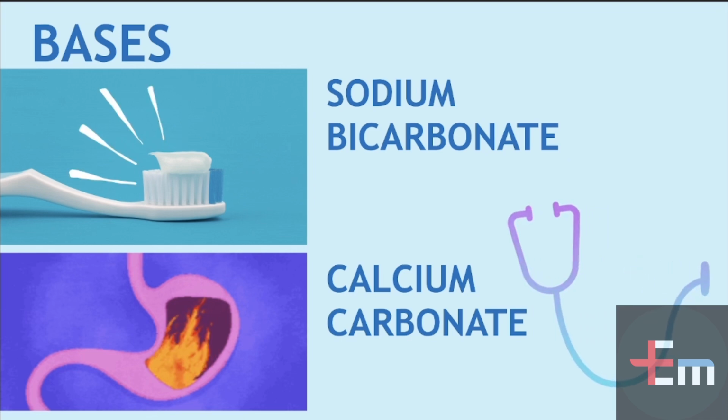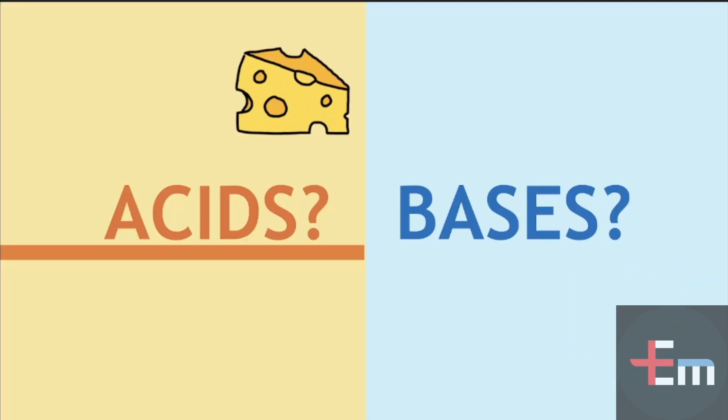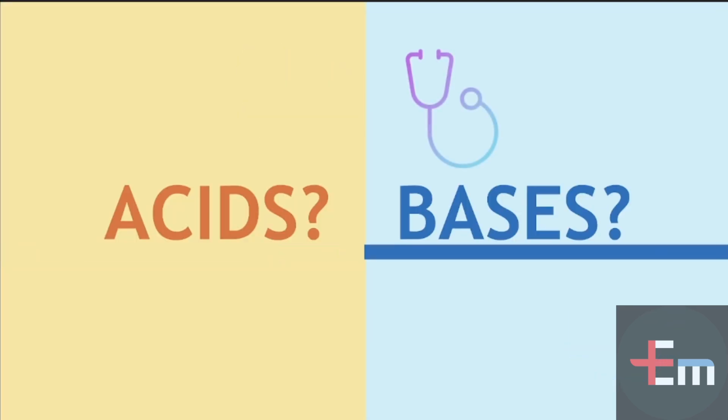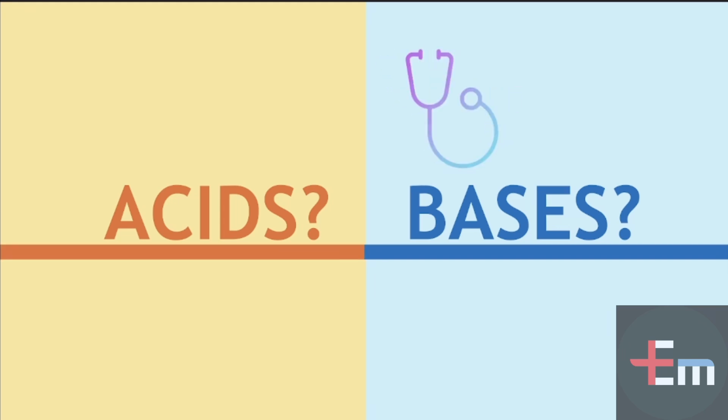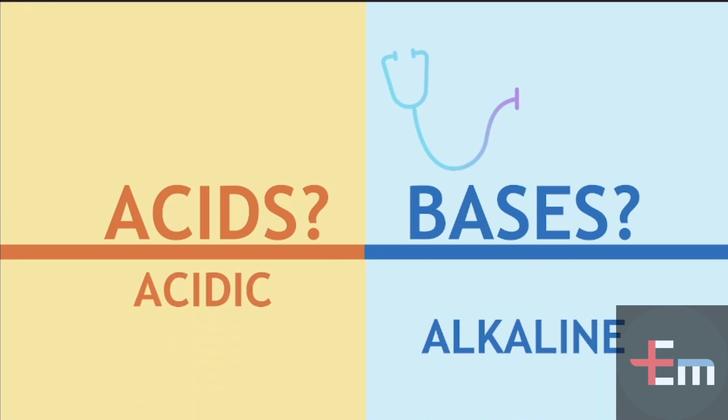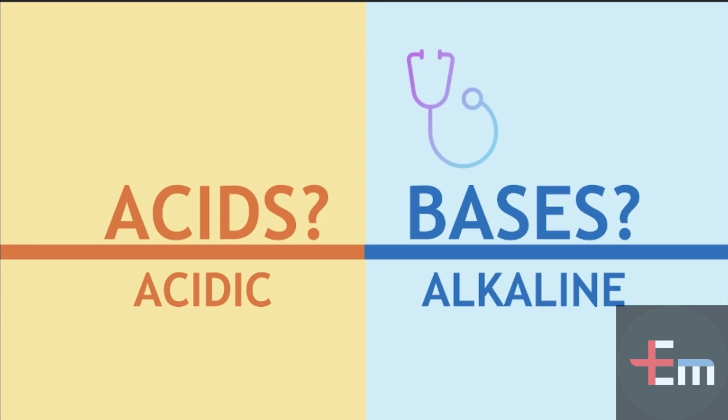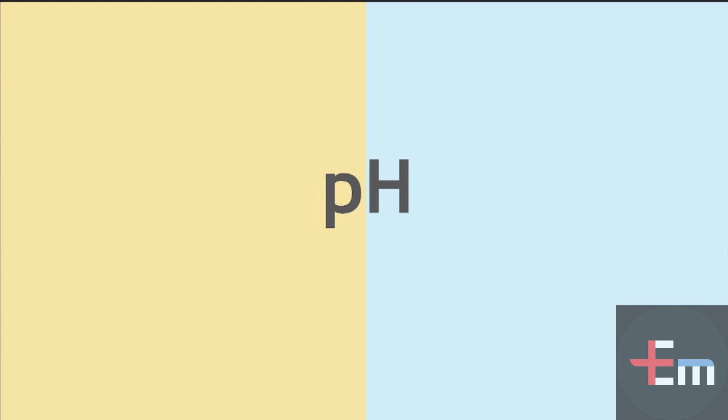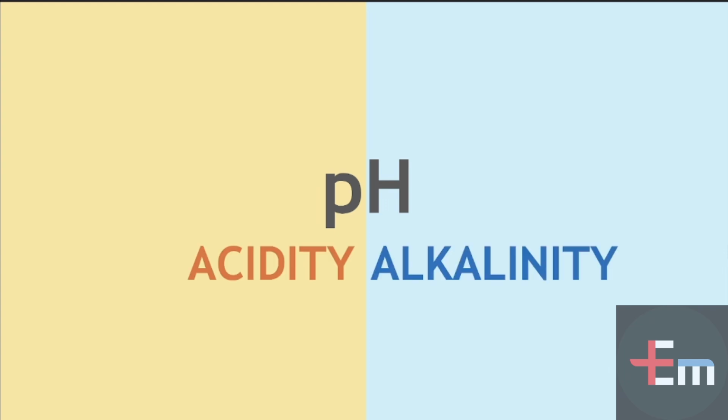We know that there are acids and bases, but how do we distinguish them? There's an easy way to do that. Acids are acidic, and bases are alkaline. Soluble bases can also be called alkalis, meaning they can dissolve in a solvent. pH is a measure of acidity or alkalinity. It ranges from 0 to over 14.